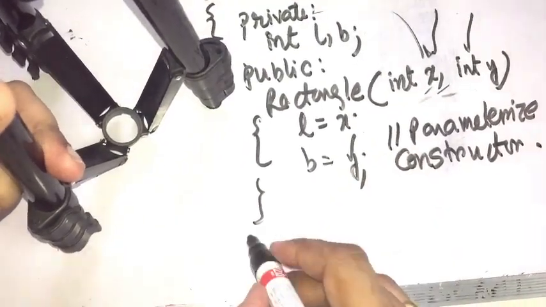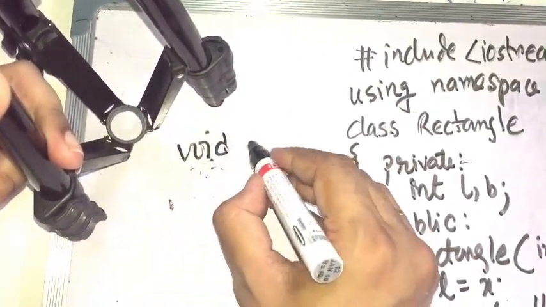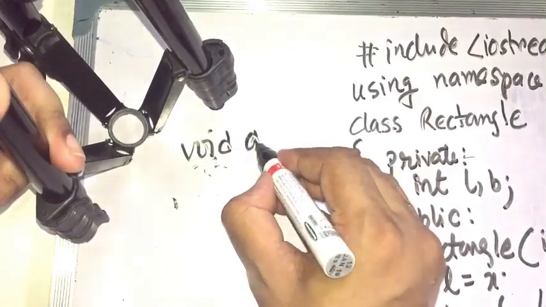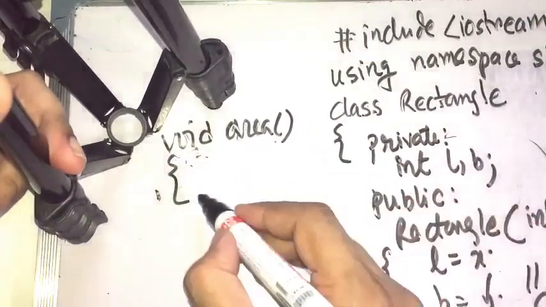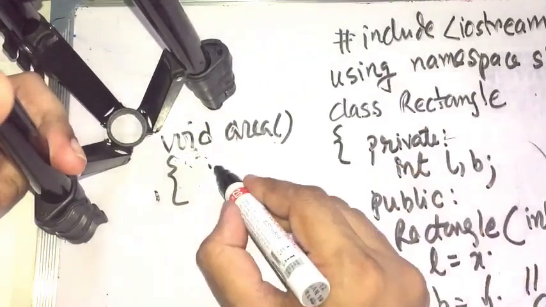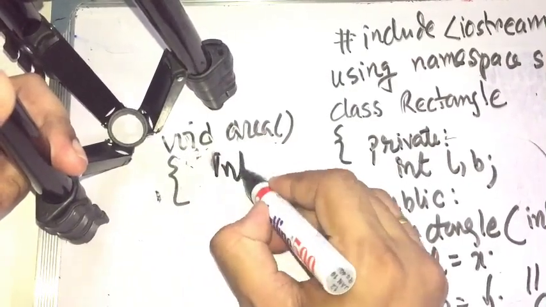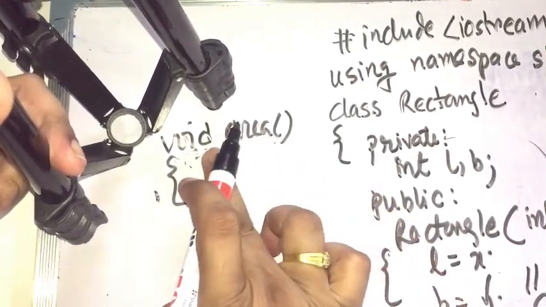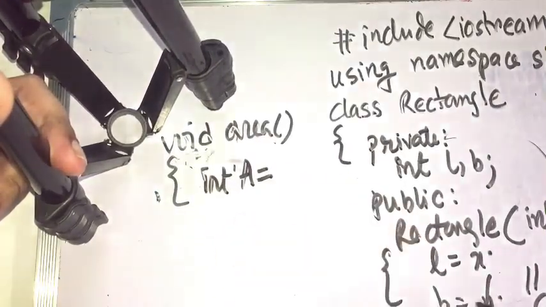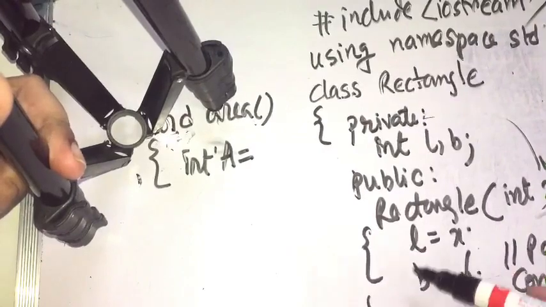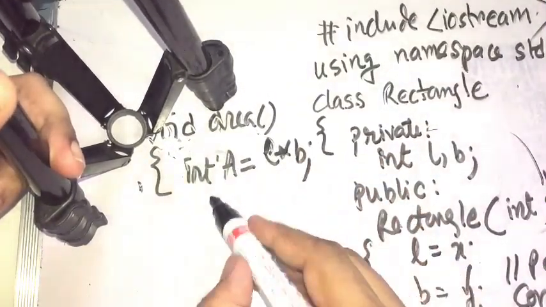Now suppose there is a function, the function is void, and the function name is area. Suppose there is a local variable, integer a. It is used to multiply the value of a and b and store the result into a.